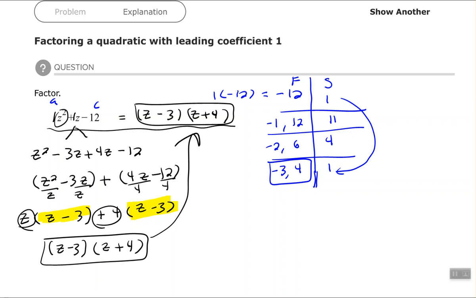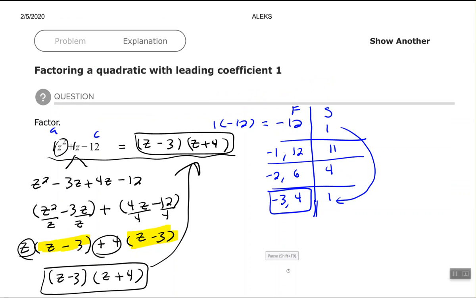So again, if you have that understood 1 in front as your leading coefficient, then you don't have to use the entire AC method. You can just factor like I showed you, use that shortcut that I showed you there. Alrighty, let's look at one more.